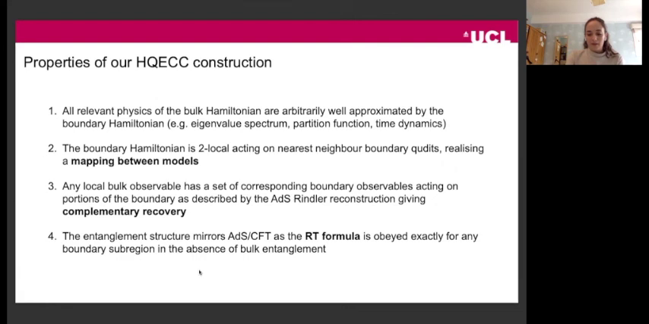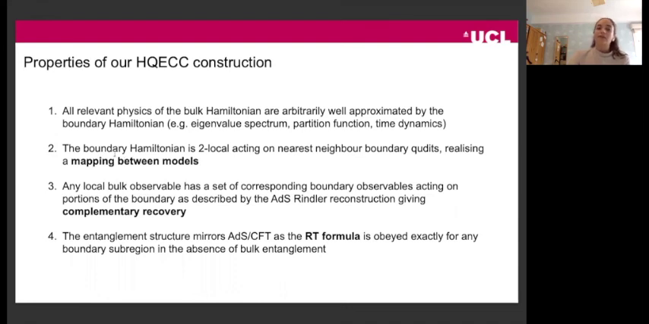So just to summarize our main results in these four key properties of our construction. Considering both steps satisfy the simulation theory, we can say that all relevant physics of the bulk Hamiltonian are going to be arbitrarily well approximated by the boundary Hamiltonian, where these errors are tracked, and we're able to make them arbitrarily small just by tuning parameters in the construction. And again, by all relevant physics, this includes things like the eigenvalue spectrum of the Hamiltonian, partition function, and the time dynamics. So all of that work, thinking about time dynamics and energy scales that Tamara went through, should also be true in this model.